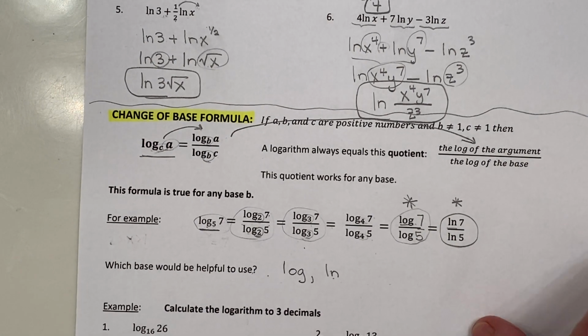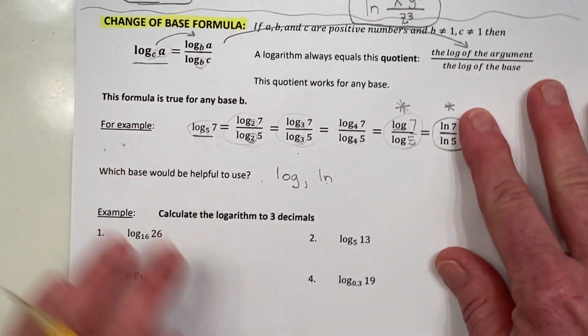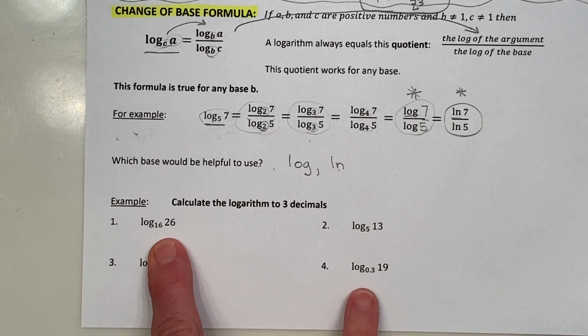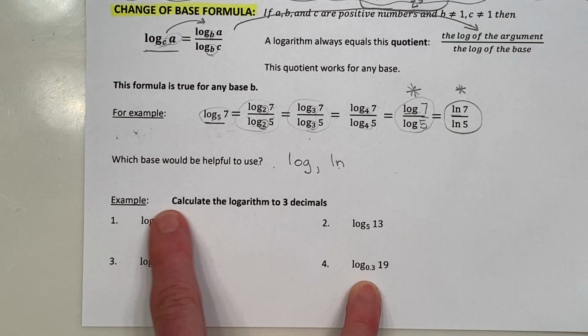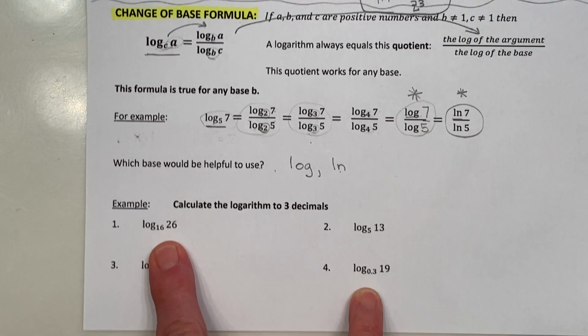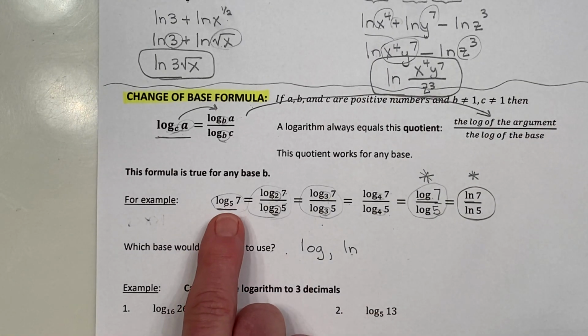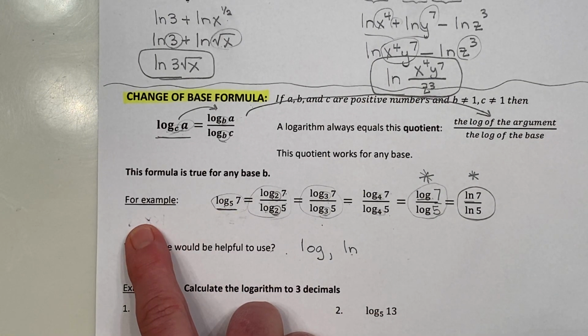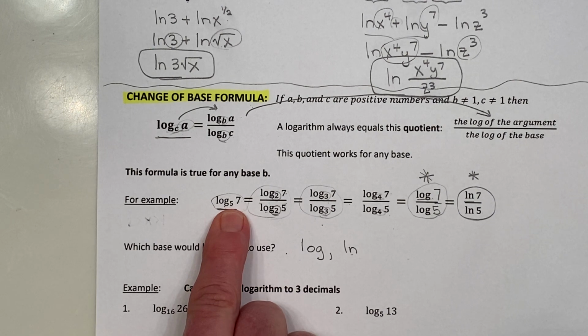So let's see how we can calculate these logs to 3 decimals by using our calculator. Let's go back up to this problem, because we made a prediction that we think the answer is going to be a little more than 1.